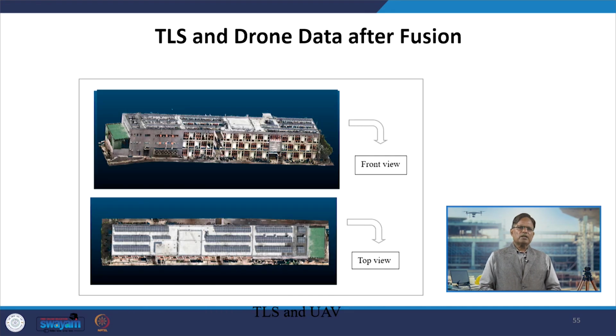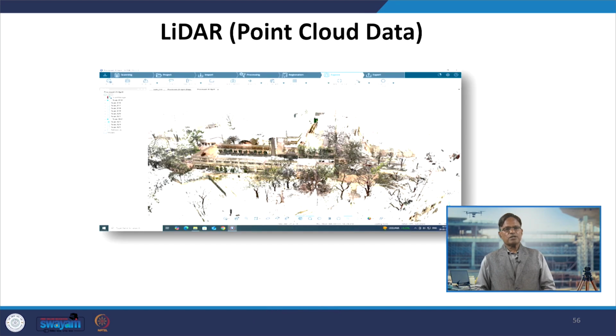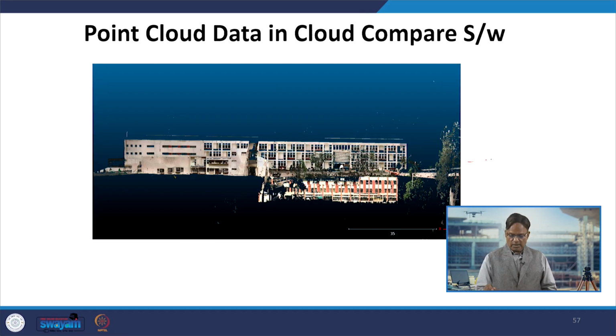Now, terrestrial laser scanner and drone data after fusion, how will it look? So this is our civil engineering department at IIT Roorkee. This is the front view of the building, and this is the top view of the building from the drone. So these two data sets are clubbed in order to enhance the amount of information. LiDAR point cloud data will look something like this. After processing, cleaning, editing the data and merging it with the other sources, we can get something like this, a point cloud data, for which Cloud Compare software has been used.